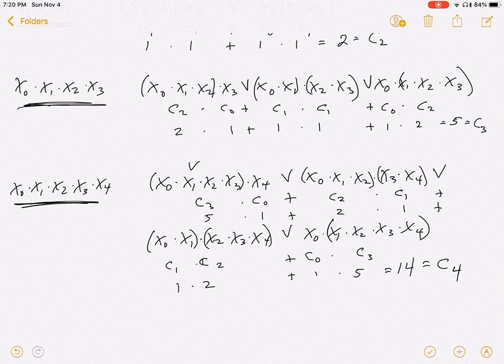And that's how we build up from the basis case to find out the number of ways to parenthesize a product of n plus 1 terms by calculating the value of C_n.